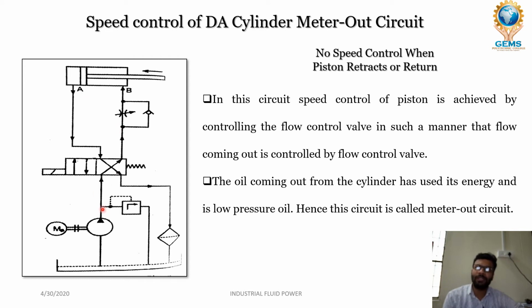This diagram shows the return motion of the piston. During the return motion of the piston, the flow is not controlled, but only during the forward direction, the fluid flow out from the cylinder is controlled.